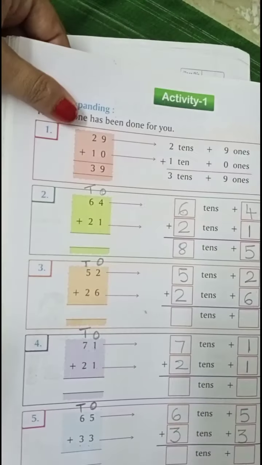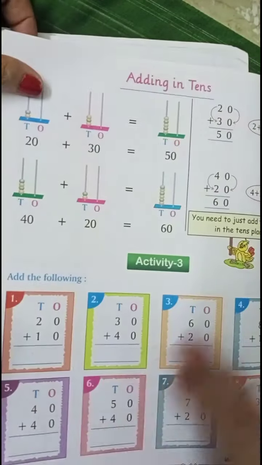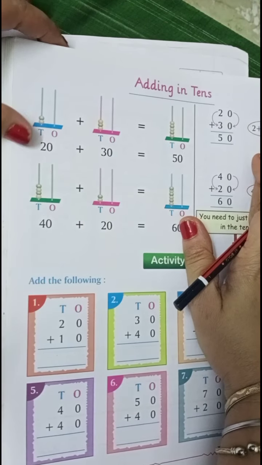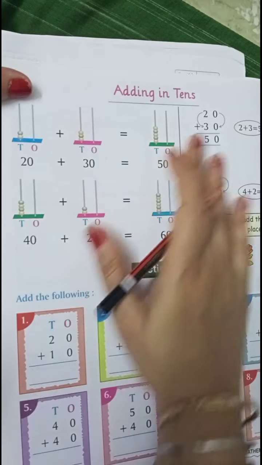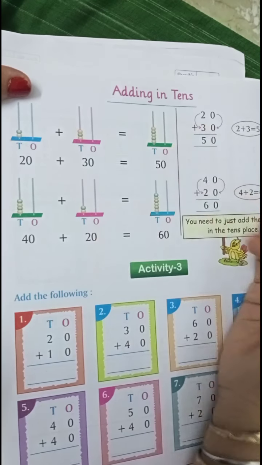When we are doing subtraction of two digit numbers, when we learn that, then that time only you can do this sum. Okay, next is adding in tens.